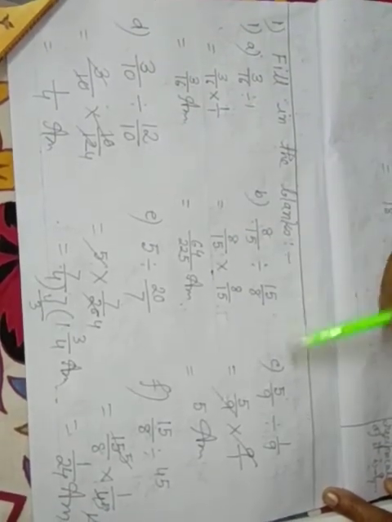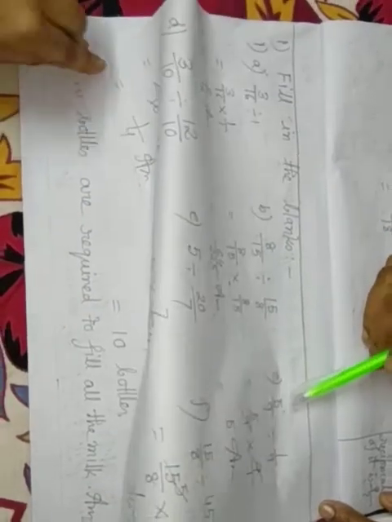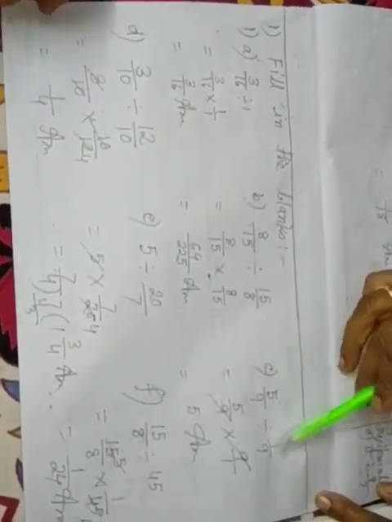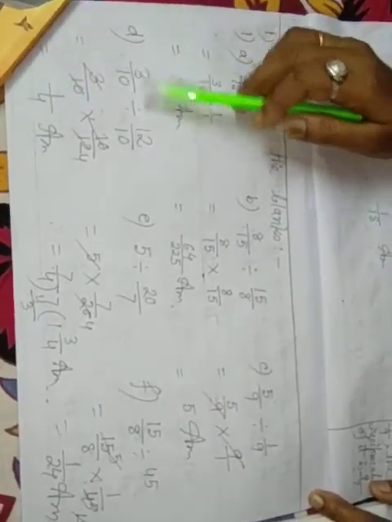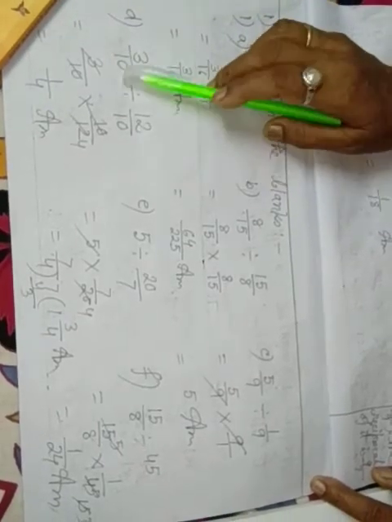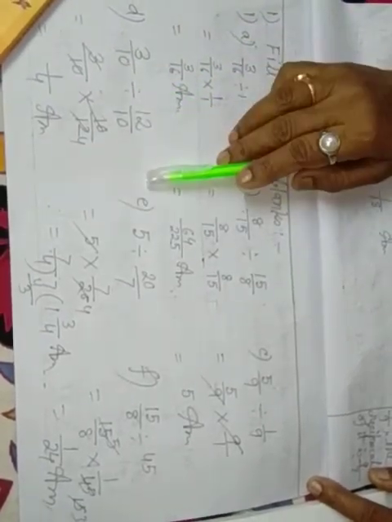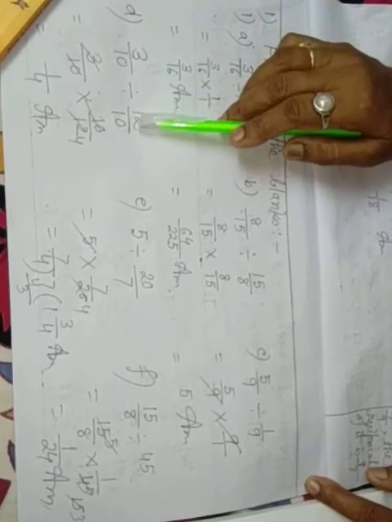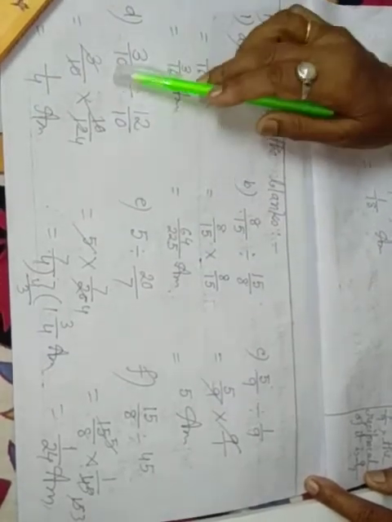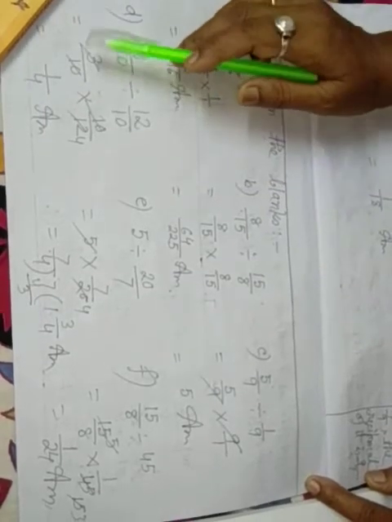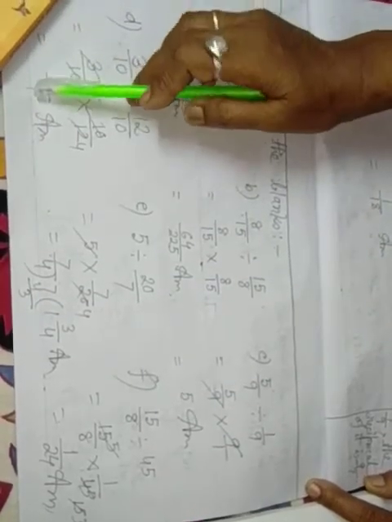This is the answer. C: 5 by 9 divided by 1 by 9. That is 5 by 9 into 9 by 1. 9 and 9 cancel. So 5 is the answer. Okay. D: 3 by 10 divided by 12 by 10. Take the divisor's reciprocal. 3 by 10 into 10 by 12. That is 3 fours are 12. 10 and 10 cancel. So 1 by 4 is the answer.